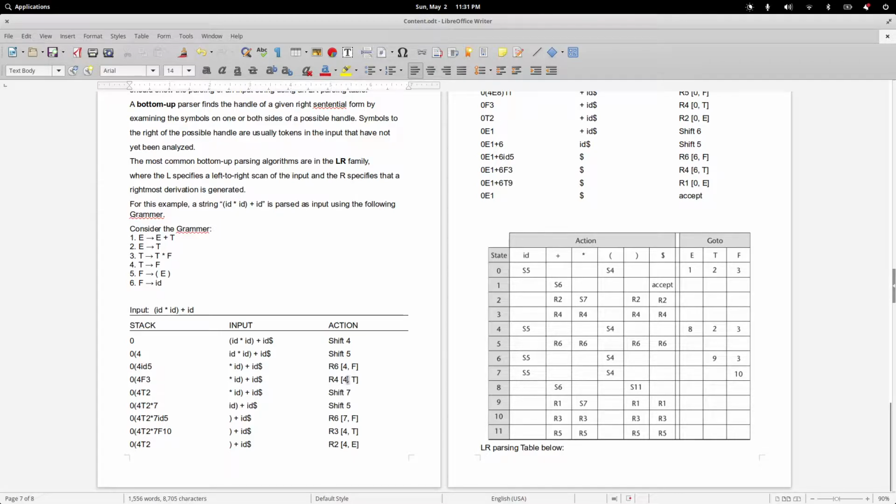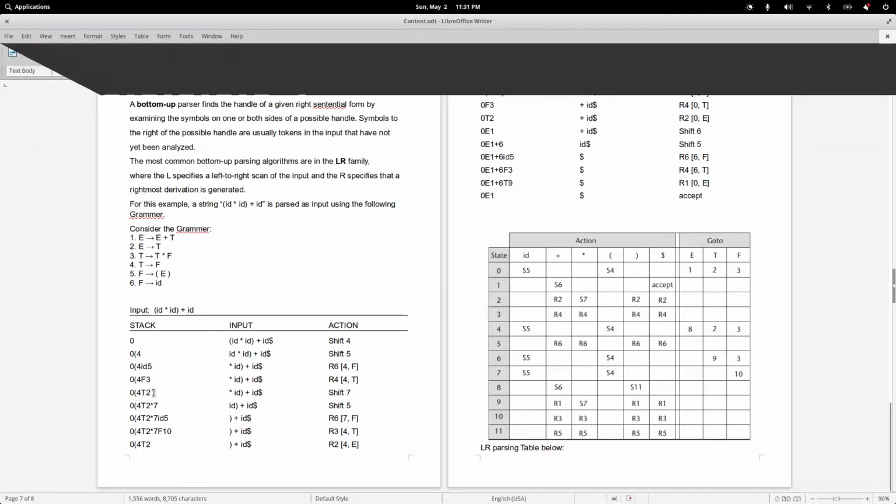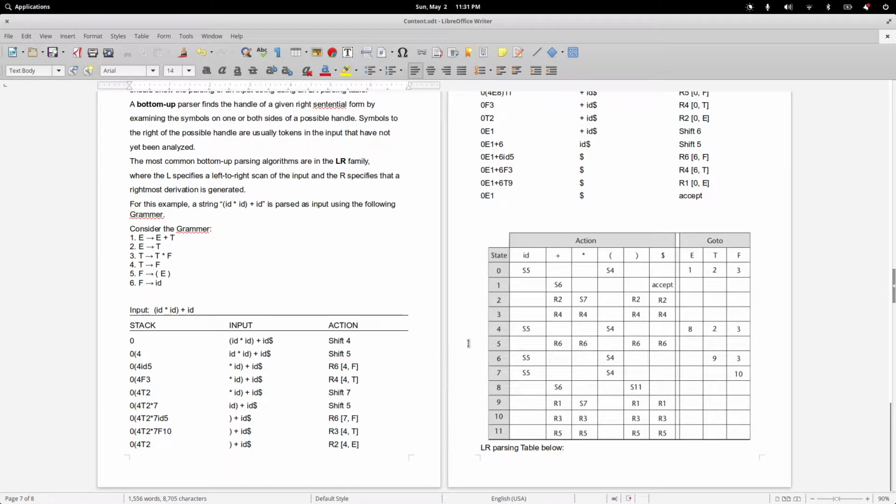Rule 4 says that F becomes T. So right here we convert our F to T. So we have 4 T, and 4 T in our chart says that we go to 2. Now 2 with the asterisk in our chart is shift 7. So we shift our multiplication symbol and we cap it with 7.